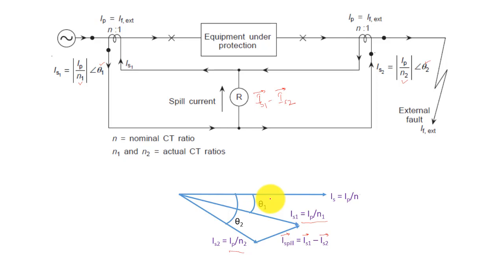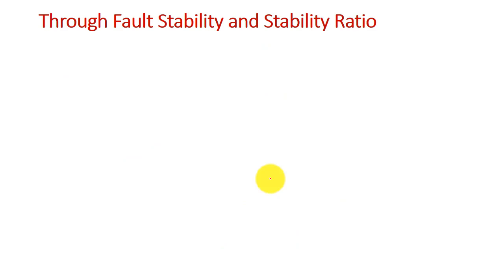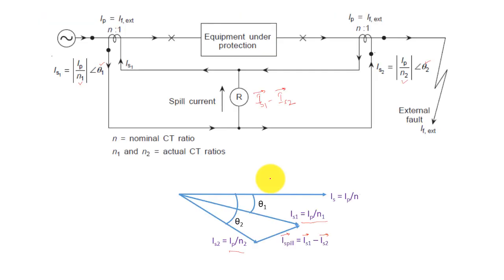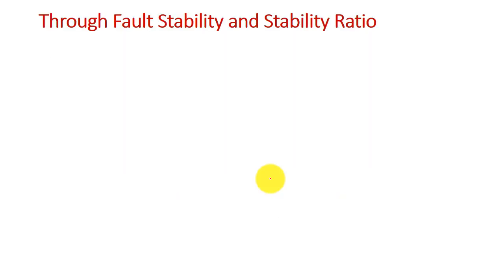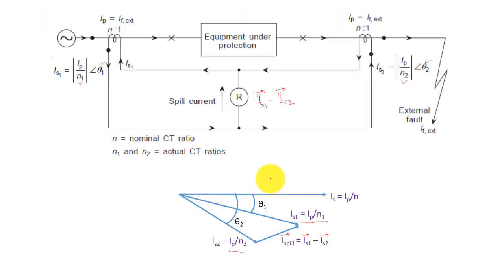Let us stop here for this class, and we will continue in the next class, lecture number 19, with through fault stability and stability ratio, because it will take more time to discuss. What is through fault stability and stability ratio? Through fault we already know: an external fault is known as a through fault, right. What through fault stability and stability ratio are, we will see in the next class.